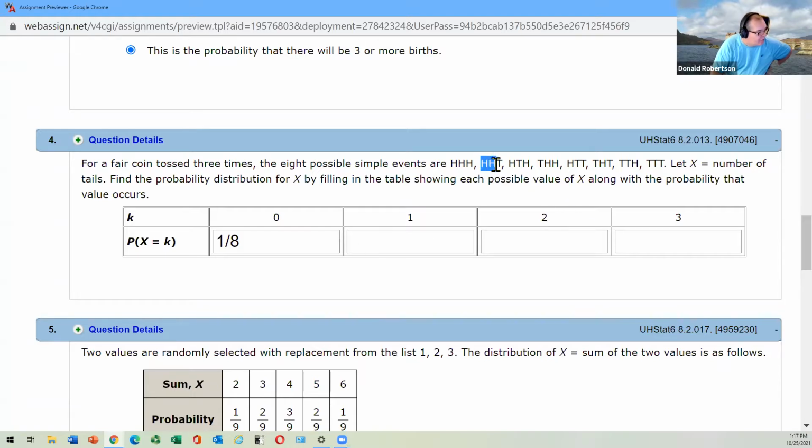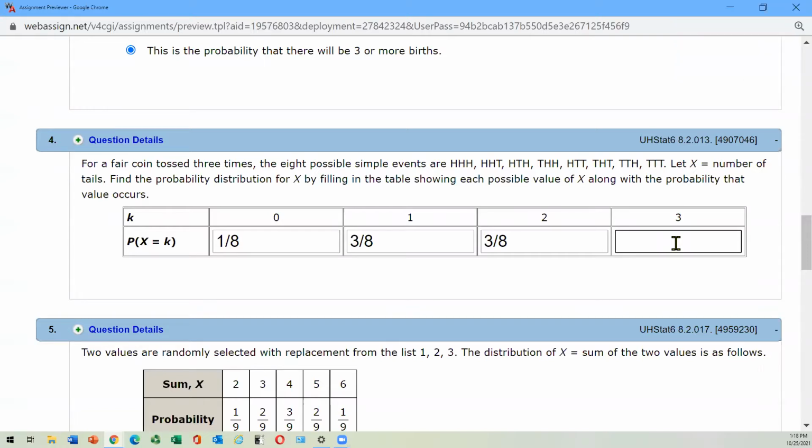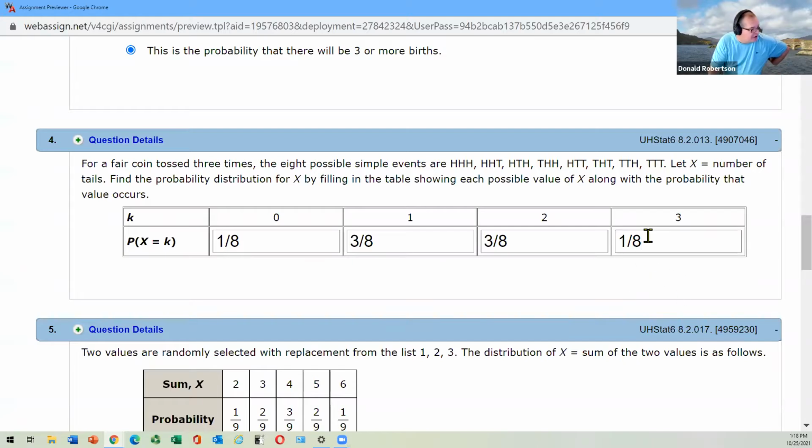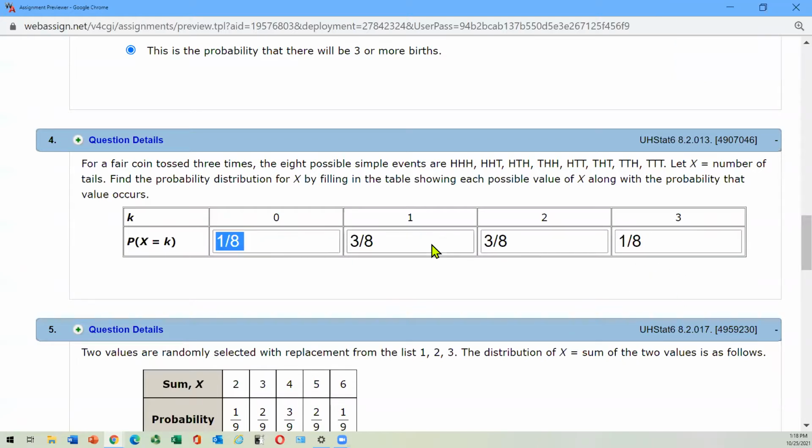Well, wouldn't that one count? That's 1 tail. Wouldn't that one count? That's a tail. Isn't that one a count? So would you agree that for exactly 1 of those, it's 3/8? If you do those guys, it's also 3/8. And lastly, what's the chance that all 3 of them are tails? What's the probability of that happening? 1 out of 8. Are we cool with that? Mhm. Now, as a check, shouldn't they add up to 1? Yeah. And they do.